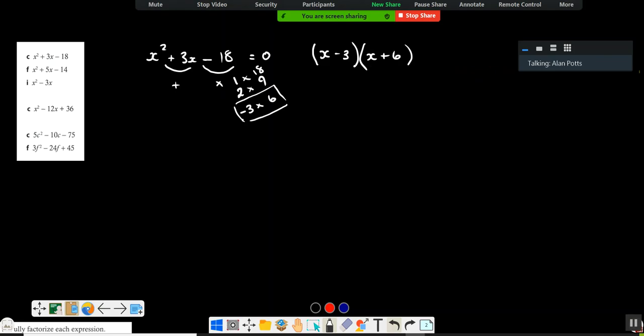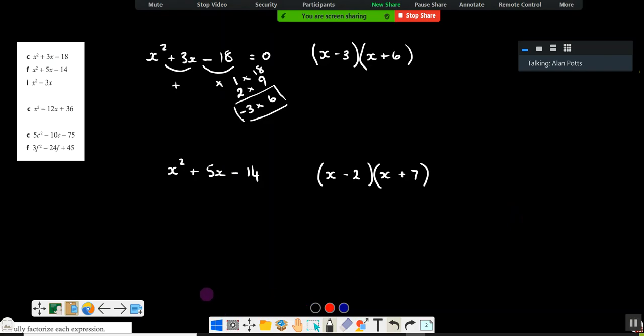Who have I got in here? Is it all good? So next one, x squared plus 5x subtract 14. Same sort of thing. Anyone want to take it on? Negative 2 and 7. 2 times 7 is 14, and negative 2 plus 7, yeah, that works. Is everyone else okay with that?